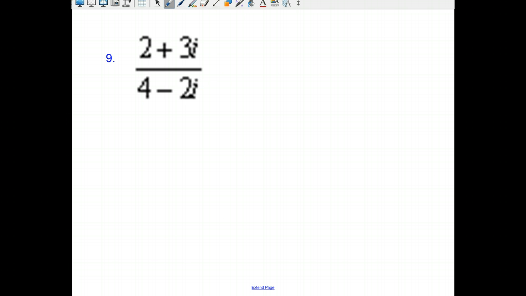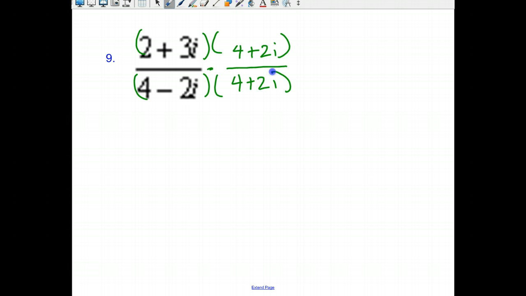Let's do another one. This time the conjugate of the denominator will be 4 plus 2i. We just change the sign of the imaginary part. Multiply the numerator and the denominator both by the same thing. I'm going to make parentheses here. And then let's FOIL. 2 times 4 is 8. 2 times 2i is 4i. 3i times 4 is 12i. And 3i times 2i is 6i squared.